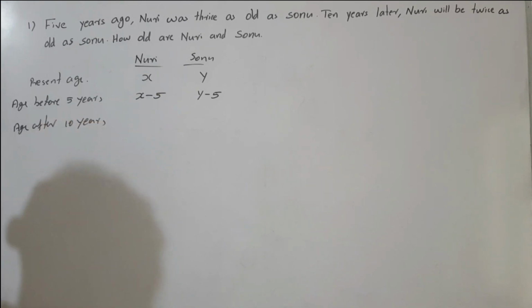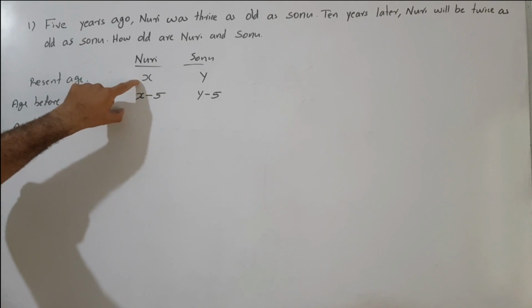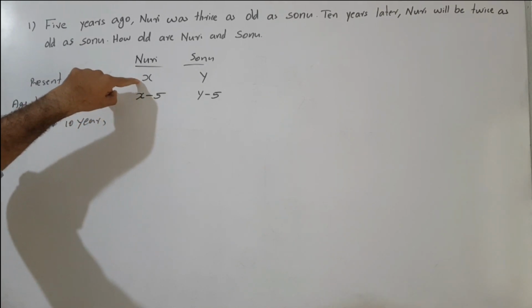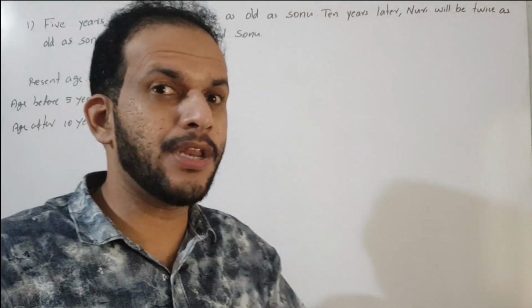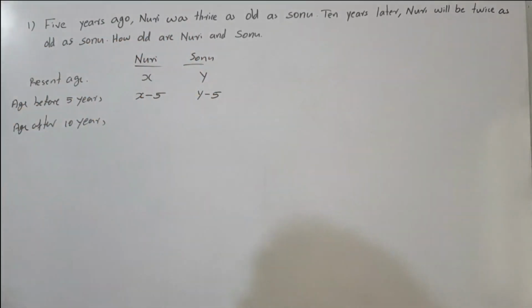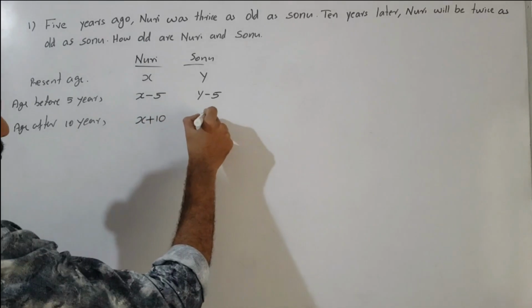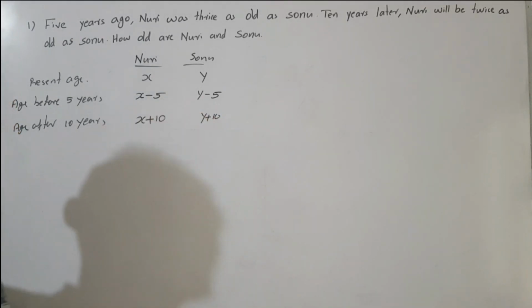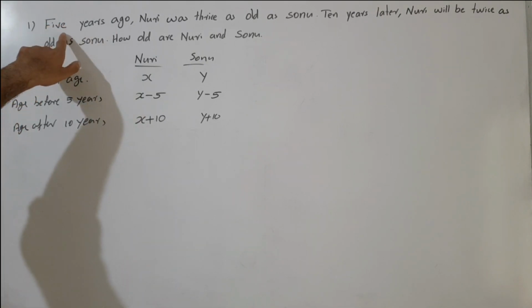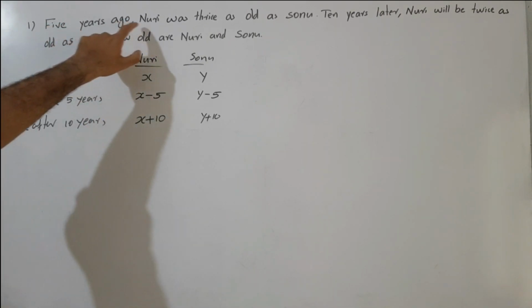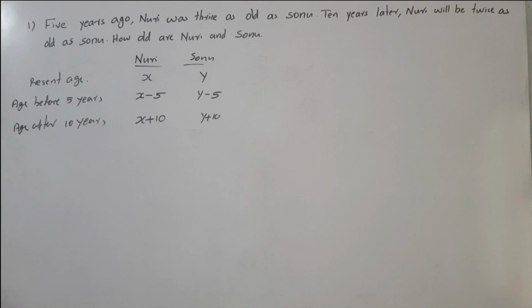Then the age after 10 years. What is the age after 10 years? Now the age is x. Then after 10 years, what change happens? Yes, 10 more, correct? Then we add: x plus 10, and here y plus 10. So the first condition is given based on the age 5 years ago of Nuri and Sonu, correct?